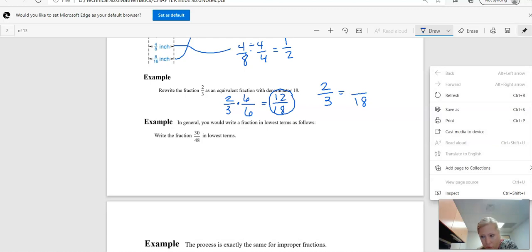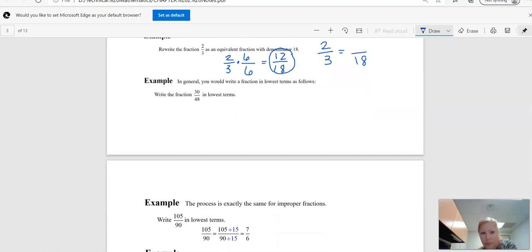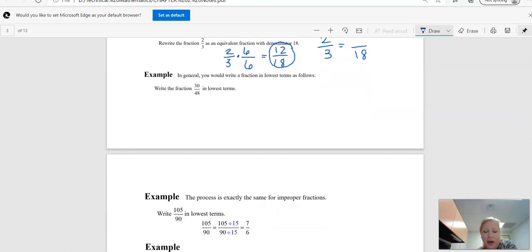So it says, in general, you would write a fraction in lowest terms as follows. So if we start out with 30 over 48, what we're going to need to do is divide as many times as we can by 1 so that we get the lowest term that we can possibly get. So when I look at this, I'm going, well, and some of you are going to be really quick at this, but let's just start slow.